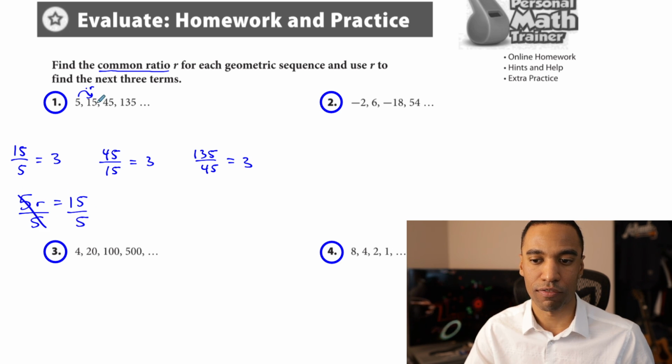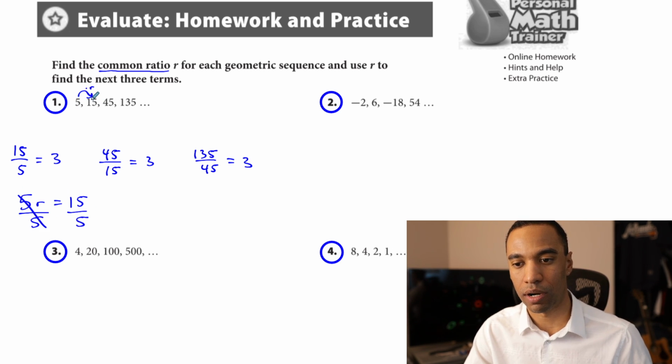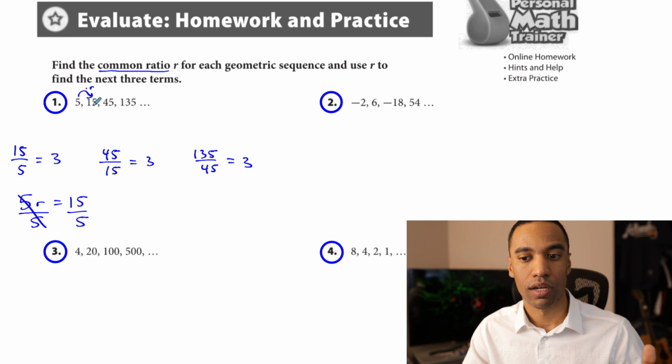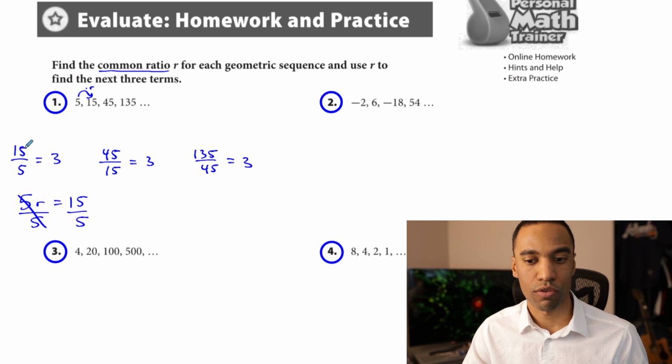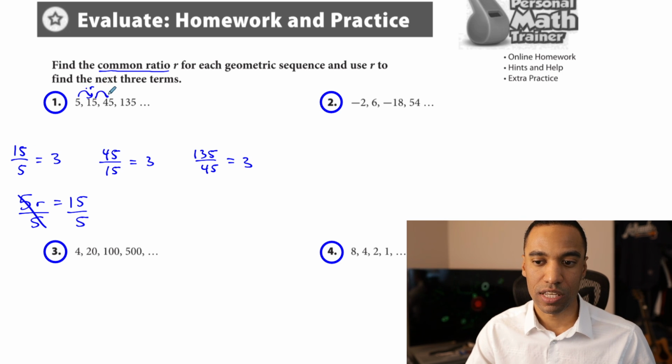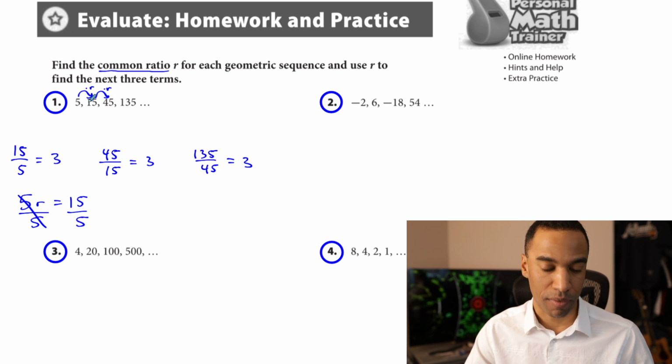What we're doing, guys, to figure out what we're multiplying to go from one number to the next, you take some number and divide it by the number before it. 5 times what is 15? Do 15 divided by 5 to figure it out. 15 times what is 45? You do 45 divided by 15 to figure it out.